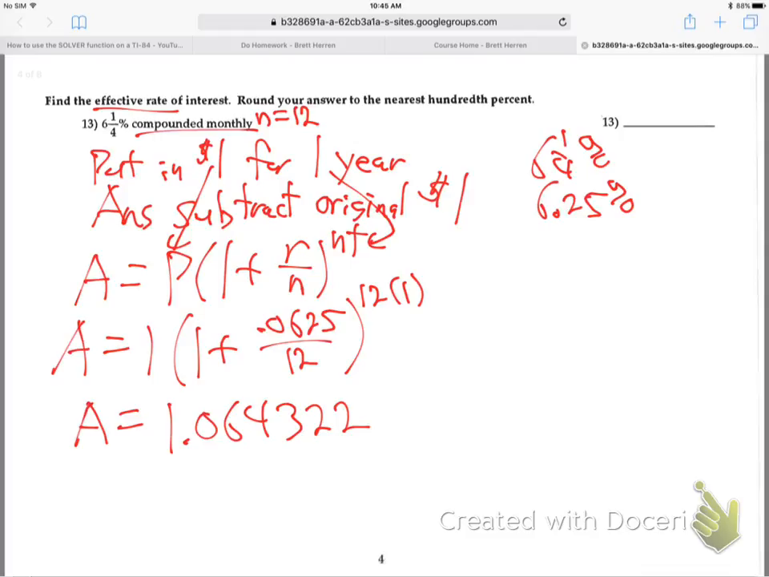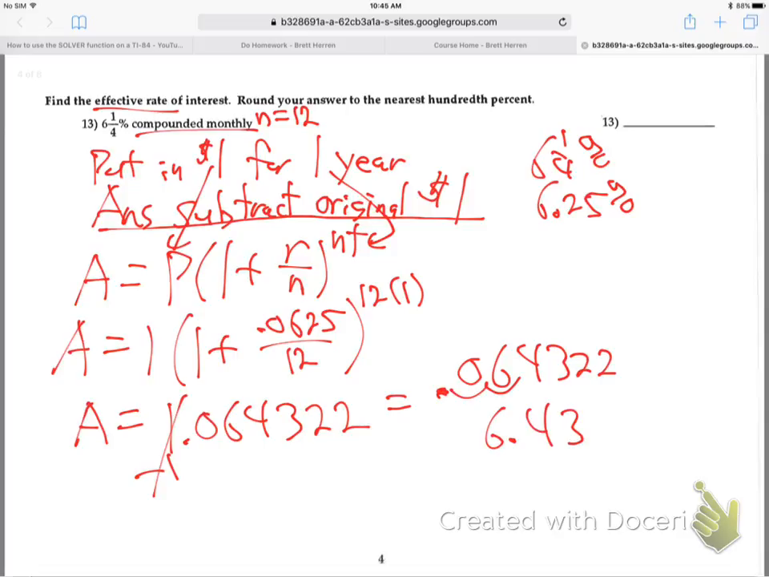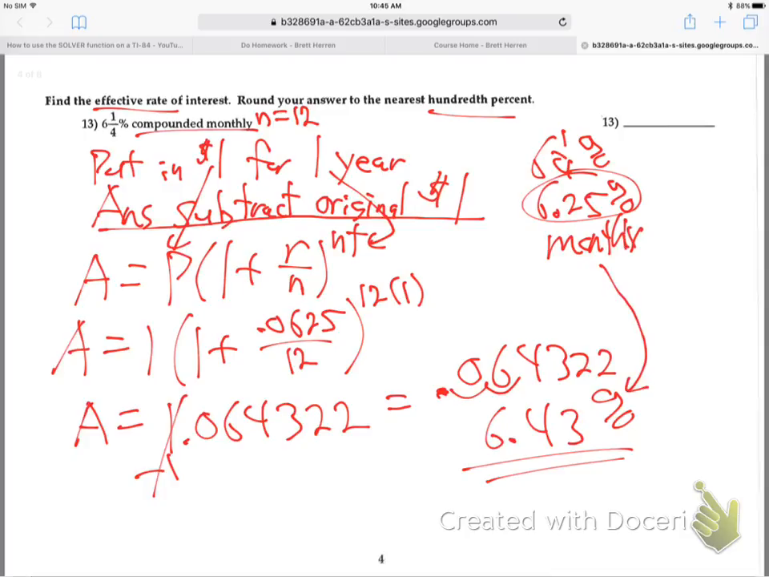Okay, so then what do we do with the answer? You take the answer and you subtract the original dollar, because you just want to know the growth, right? The original dollar we already put in there. Get rid of that dollar in the front. And so the growth is 0.064322. Change it two places: 6.43 hundredths, so just 6.43%. What that means is 6.25% done monthly, the real effect is 6.43% done once a year. That's the annual percentage rate. That's what it really does in a year. Good on that? Questions on that?